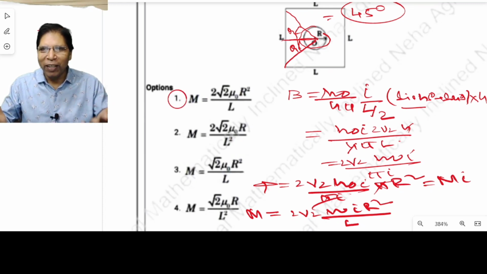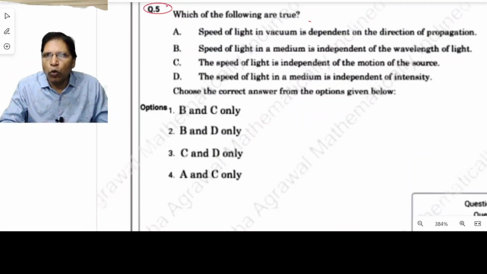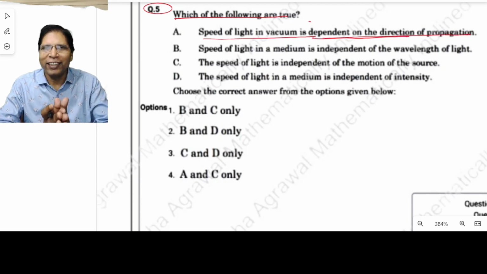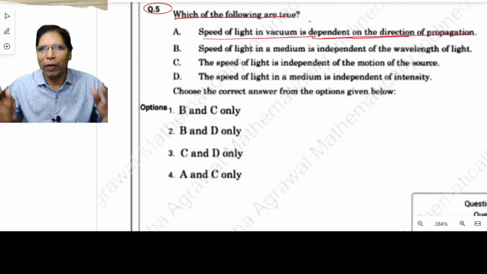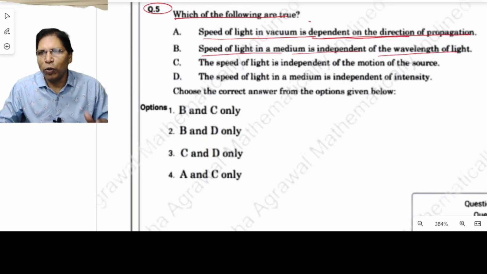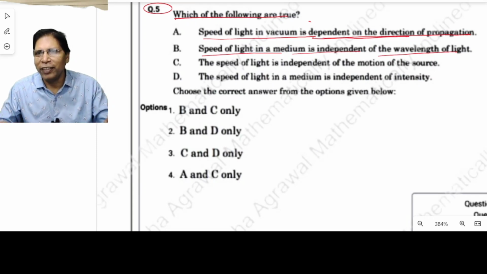Okay, no problem. Next, question number 5. Speed of light in vacuum is dependent on the direction of propagation. No, no. Speed of light in a vacuum is independent of direction of propagation. The speed of light in a medium is independent of wavelength of light. No, no. It depends on wavelength.